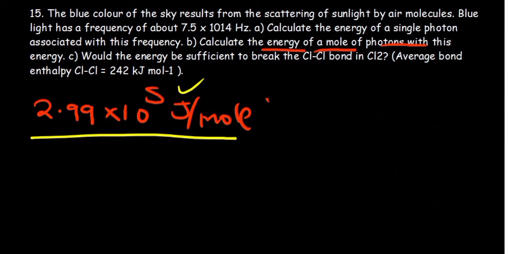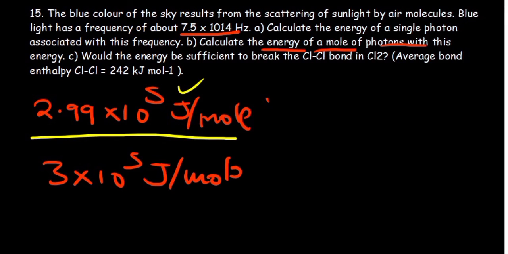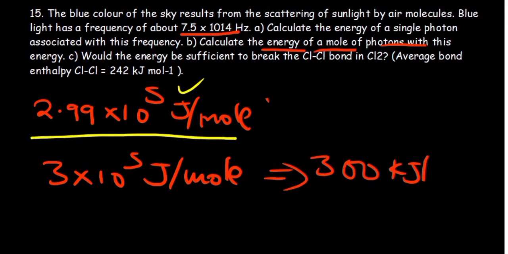So we want to do the same: we want to convert what we have in this case. If you look at the information given in the question, 7.5 has two significant figures. So this can be 3 times 10 to the power 5 joules per mole as our solution. If you convert this to kilojoules, you divide by 1,000. So you remain with approximately 3 times 10 to the power 2, because 3 zeros cancel out, which is basically 300 kilojoules per mole.